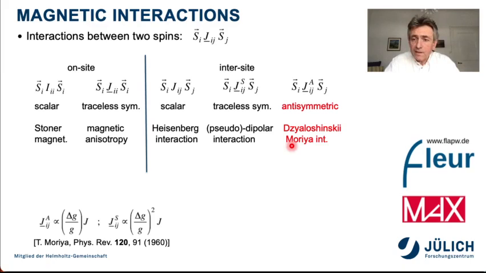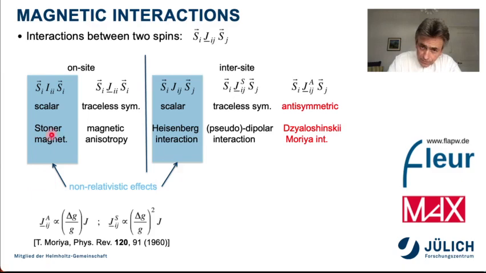Now, the scalar parts of the interactions, the Stoner and the Heisenberg part, are already included on a non-relativistic level. So there you can say whether a particular compound is magnetic or not, or if two spins couple parallel or anti-parallel. But all the other interactions, which determine the easy axis where the magnetization wants to point, or more complicated spin structures, arise due to spin orbit coupling effects, and you have to include them explicitly.